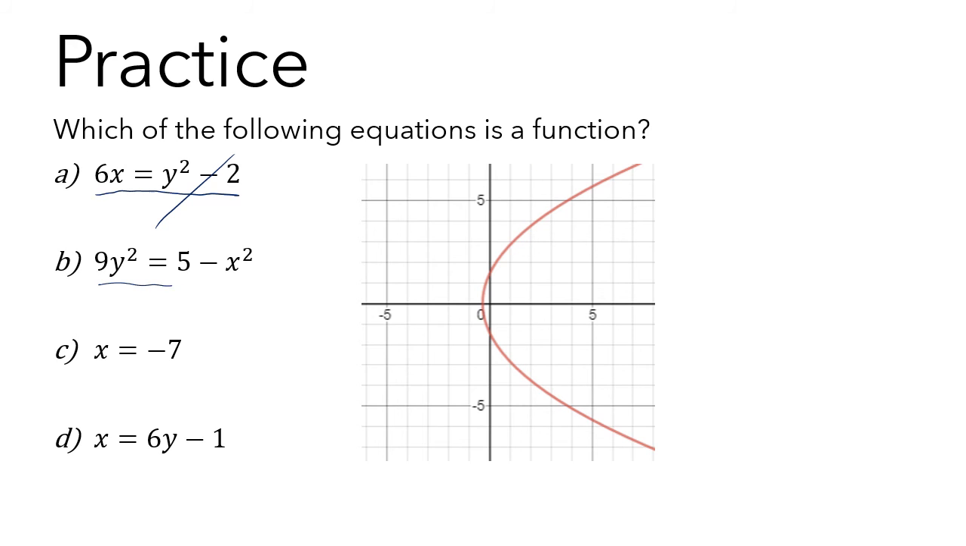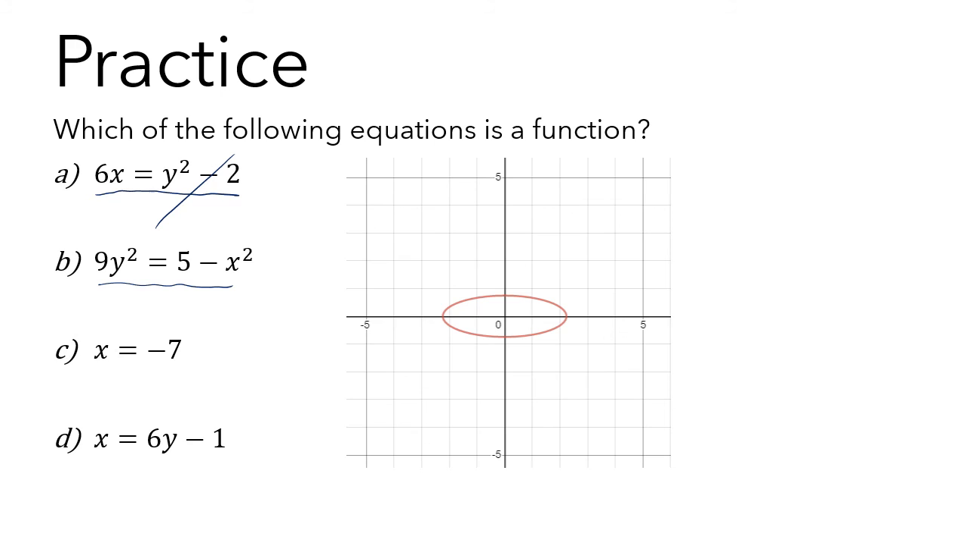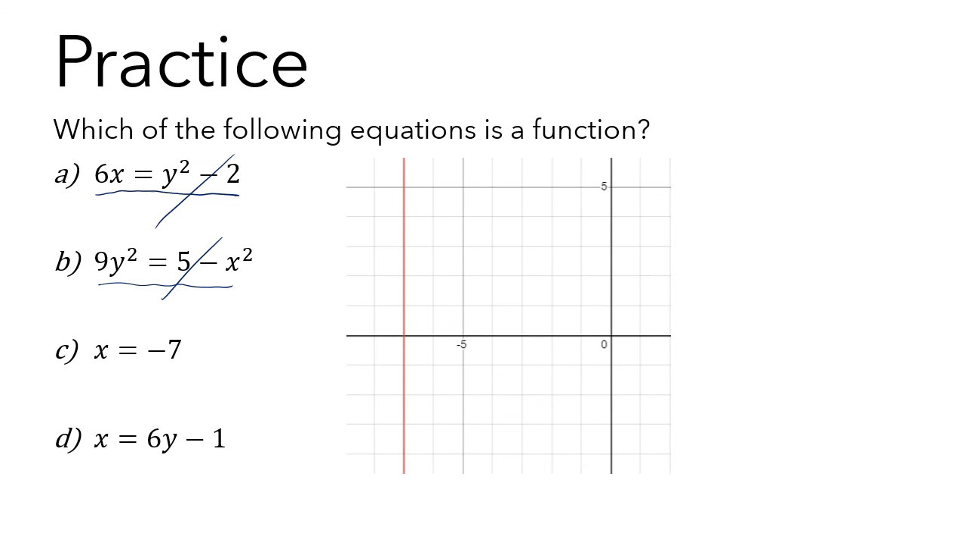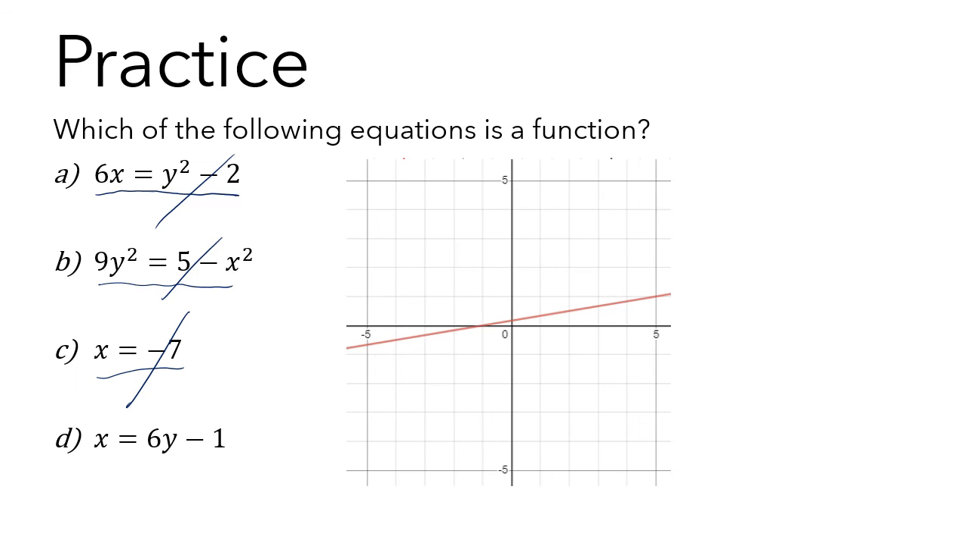The next one, putting it right into the Desmos calculator, we get this. Again, this does not pass the vertical line test, so that one is not a function either. On the next one, x equals -7 is just a vertical line. Obviously, a vertical line is not going to pass the vertical line test, so that neither is a function. Our last one is a line, x equals 6y minus 1. This does pass the vertical line test everywhere you go, so this is a function.